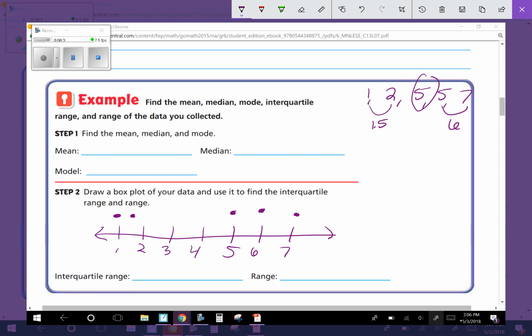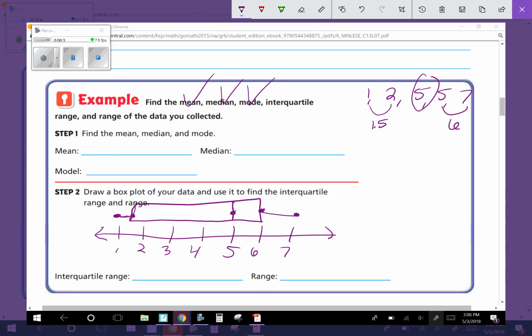My box goes through my lower and upper quartile. And then my median is a vertical line. And then I need to connect my whiskers. That is how my box plot would look for this data. Now, I'm not done. I found the mean, found the median, found the mode, and I drew a box plot. But I need to find the range and the interquartile range.